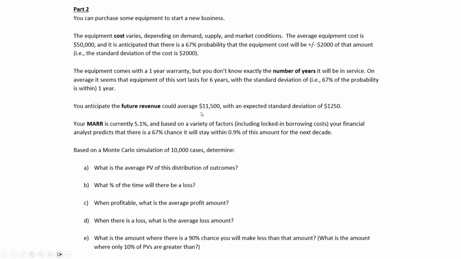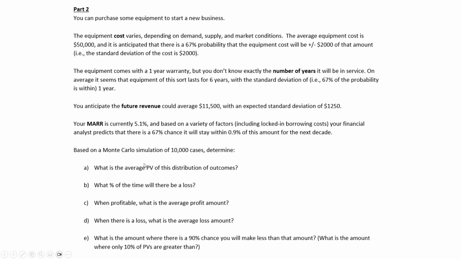Revenue is going to average 11,500, which is the value that we used on the whiteboard, but then it's also going to vary within this range of 1250 plus or minus for the majority of the simulations, but then some of them will be less or more than even that. And then of course you can see the interest rates are also going to vary. 5.1% is the average, and we're hoping or expecting that the majority of those values will be plus or minus 0.9%.